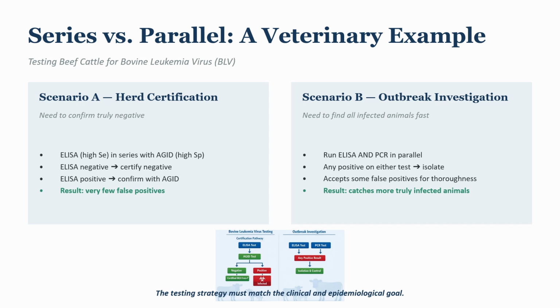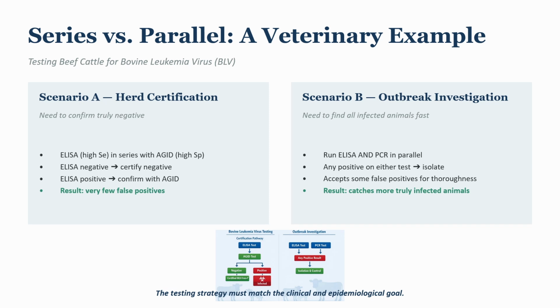Scenario B is an active outbreak where we need to find every infected animal as fast as possible before they spread virus further. Here, the critical error is a false negative, missing an infected animal that stays in the herd and infects others. We run ELISA and PCR simultaneously. Any animal that is positive on either test gets isolated immediately. We accept that some of those isolated animals may be false positives. We can sort that out later with confirmatory testing. Speed and sensitivity are the priority.